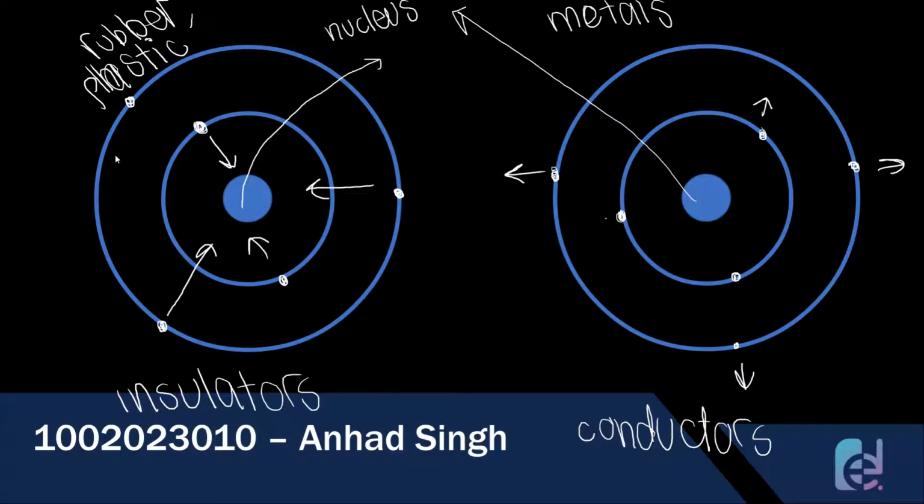And so what electricity basically boils down to is the movement of electrons. Electricity is just electrons moving from one place to another. So you have an electron here, it goes from here to here. So we see that electricity is flowing from here to here.